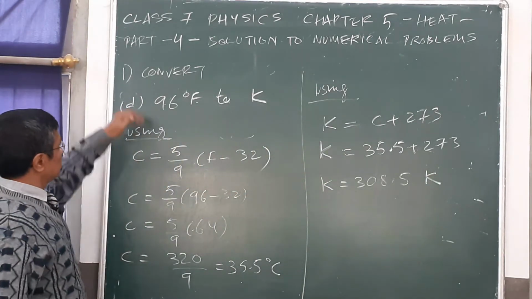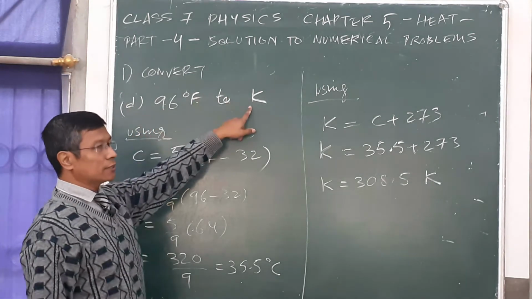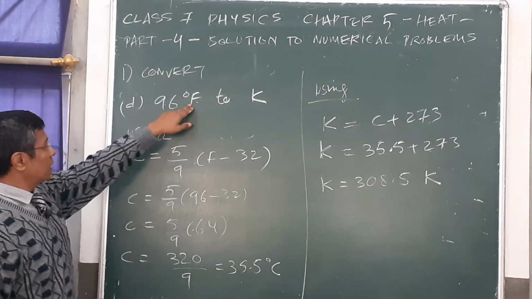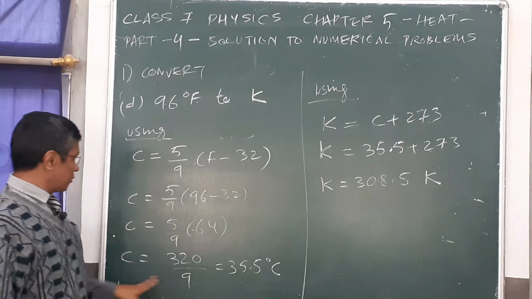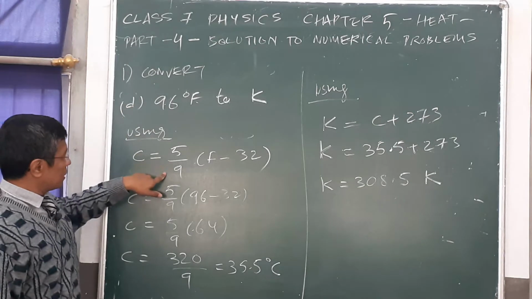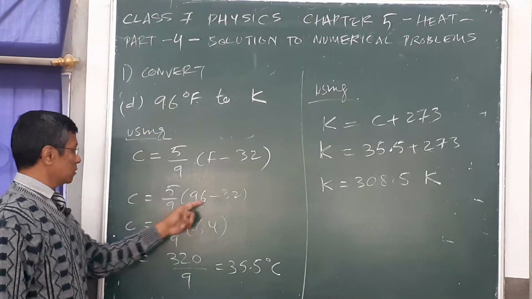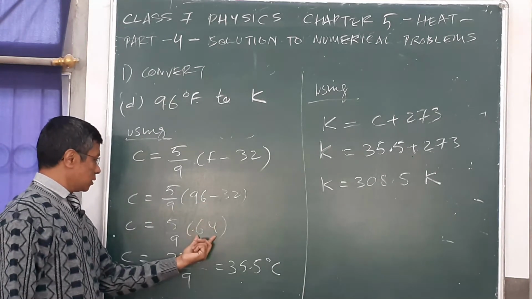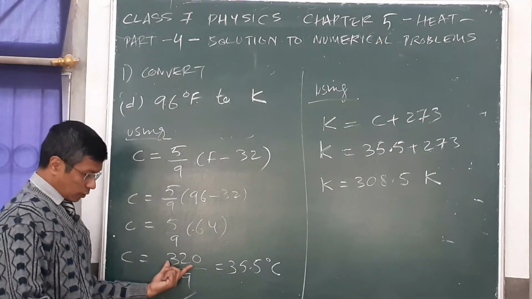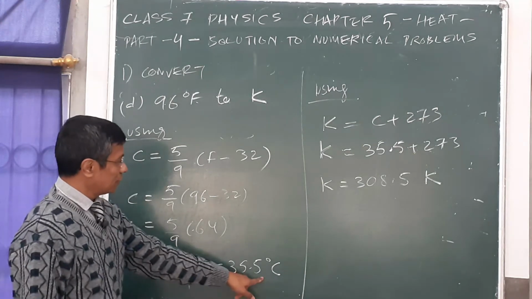So, starting again, as I said before, there is no direct formula in which we can convert from Fahrenheit to Kelvin scale. So, what we will do is we will do it in two steps. The first step, we will convert from Fahrenheit to centigrade, and then we will convert from centigrade to Kelvin. So, we will use the formula C is equal to 5 by 9 (F minus 32), and we will substitute the value of Fahrenheit 96 over here. Simplify this, we will get 64. We cannot reduce 9 and 64, so we will multiply, we get 320 divided by 9, and when you do long division, we get 35.5 degrees centigrade.